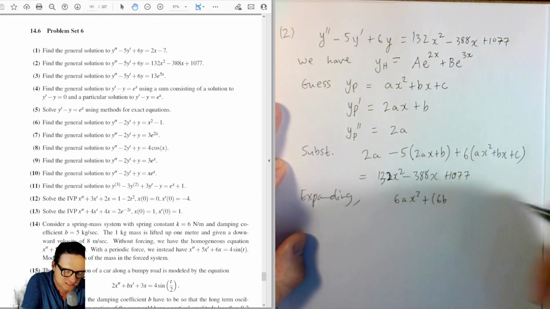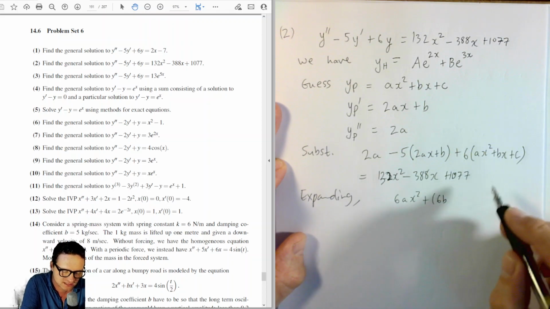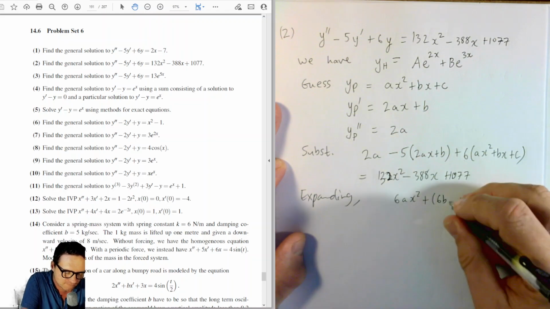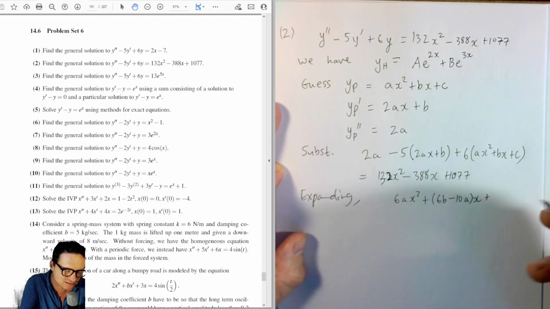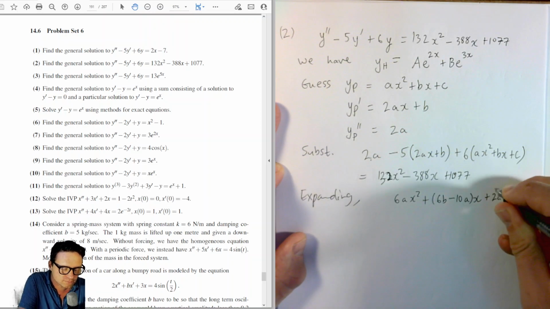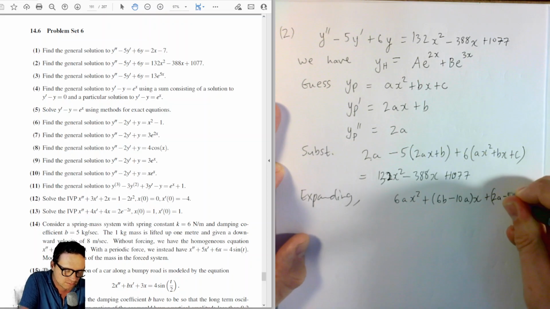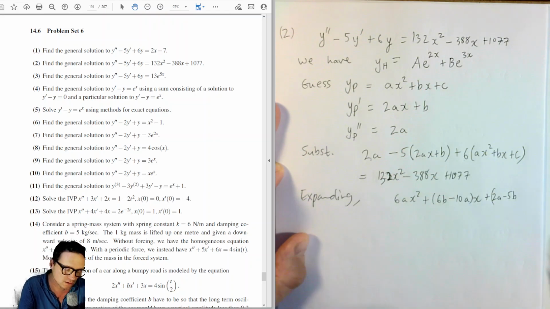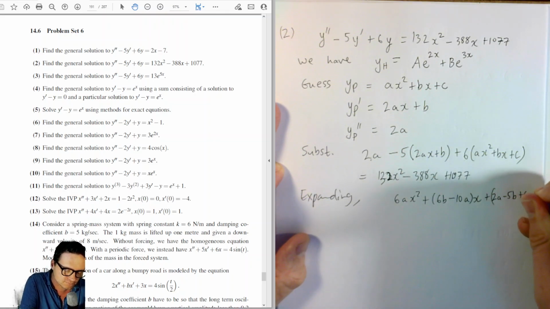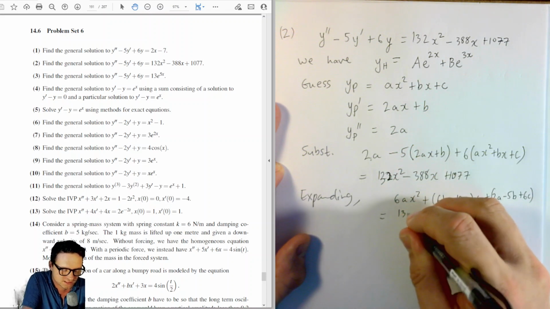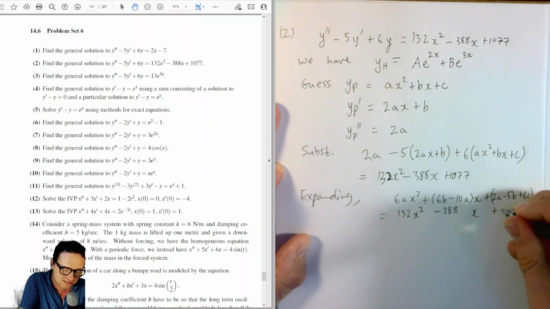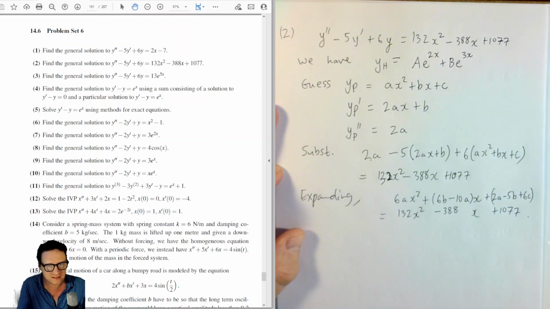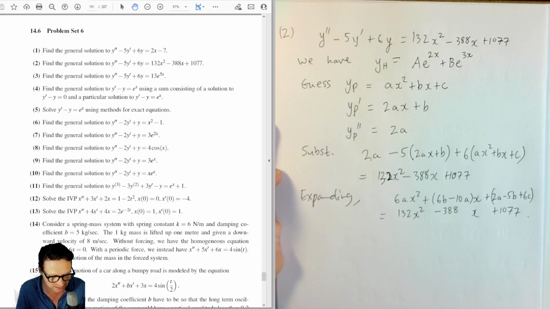So plus 6b for this times this. Leave the x on the outside. Here we have a minus 10a, and that's times x. All right, next we have plus 2a. Then we have minus 5b for the product of minus 5 and b. And then we have plus 6c. And this is equal to 132x squared minus 388x plus 1077. Okay, now you can see that this is going to give us a simultaneous system of 3 linear equations in lowercase a, lowercase b, and lowercase c.